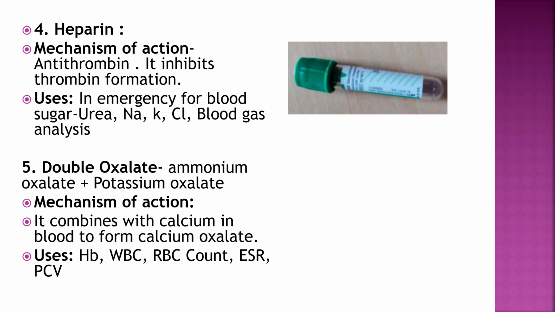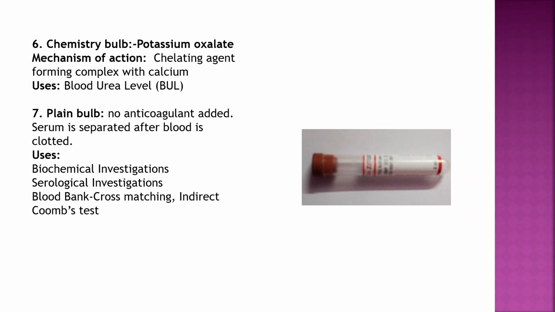First is heparin. Its action is antithrombin, and its use is mainly for blood gas analysis. Next is double oxalate. It is ammonium oxalate plus potassium oxalate, and its uses are like EDTA. The potassium oxalate is mainly used for blood urea level. Plain bulb, where no anticoagulant is added, is mainly required for serum preparation, which is required for biochemical and serological investigations.